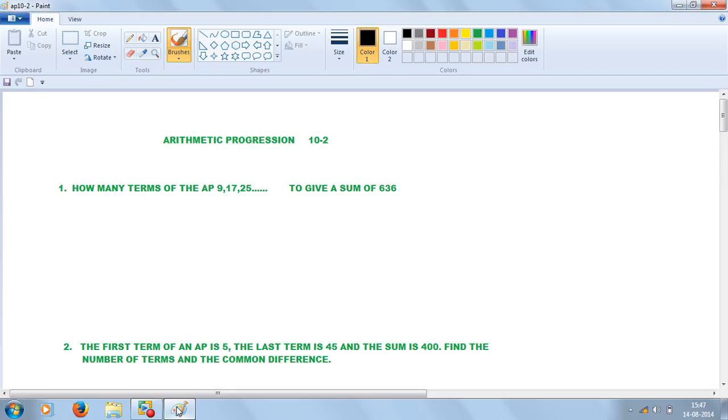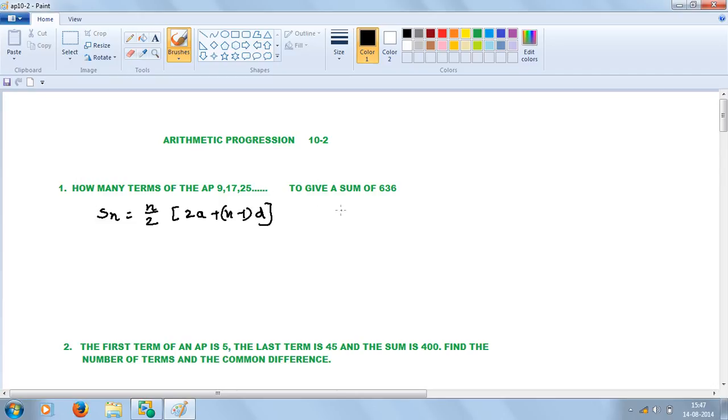Welcome to our next lesson in arithmetic progression. First problem: how many terms of the AP 9, 17, 25 and so on give a sum of 636? So, what is the formula for the sum of n terms? Sn is equal to n by 2 multiplied by 2a plus n minus 1 multiplied by d.